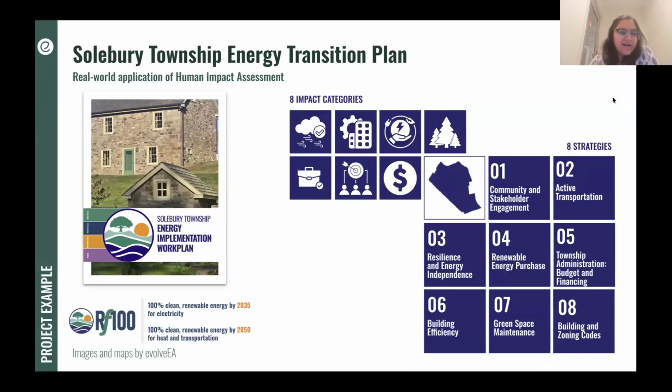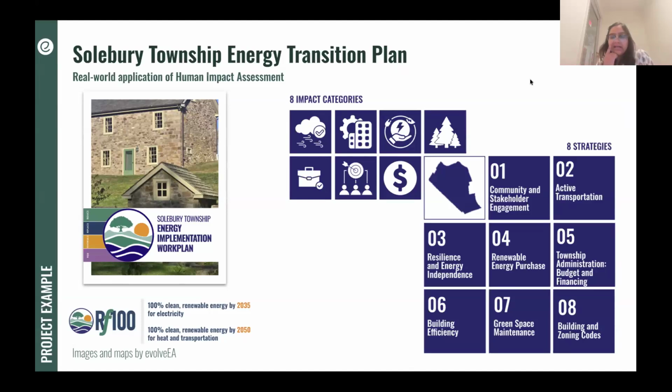Thank you, Grace. So this is another typology of project that we do within our studio at Evolve. This is an energy transition plan for a township on the eastern side of the state called Soulbury. The township has a goal to transition to clean, renewable energy by 2050. So we identified 8 strategies as a part of the implementation work plan, but they were evaluated against 8 human impact categories that the community would benefit from. This impact assessment also helped the community see beyond emissions to confirm what their strengths are, take stock of what their current assets are.